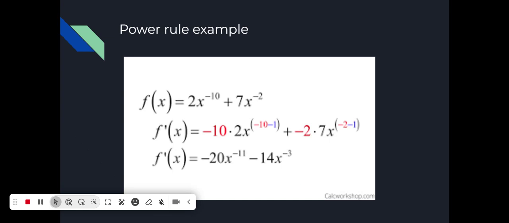So this is an example of the power rule: 2x to the power of negative 10 plus 7x to the power of negative 2. Using the power rule, the negative 10 goes down as a coefficient. There's already a 2 in the coefficient, so you do negative 10 times 2, which is negative 20. Then you take negative 10 and subtract 1, which gives negative 11. So that will be negative 20x to the power of negative 11. And there's a 7x to the power of negative 2. The negative 2 goes to the coefficient, and there's already a 7, so you do 7 times negative 2, which is negative 14. You take the negative 2 and subtract 1, which is negative 3. So the final answer will be negative 20x to the power of negative 11 minus 14x to the negative 3.